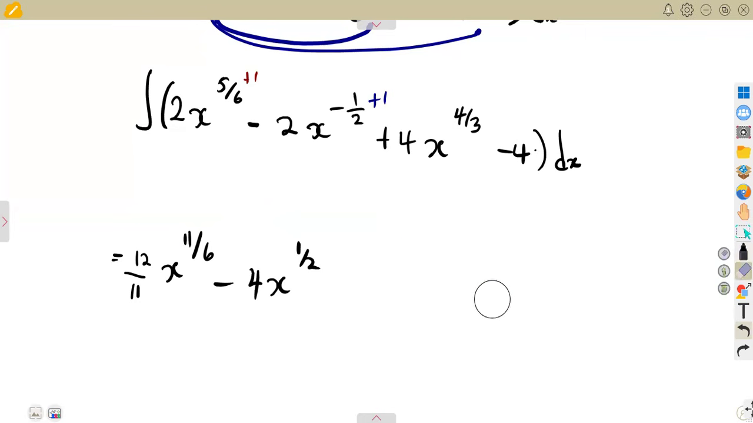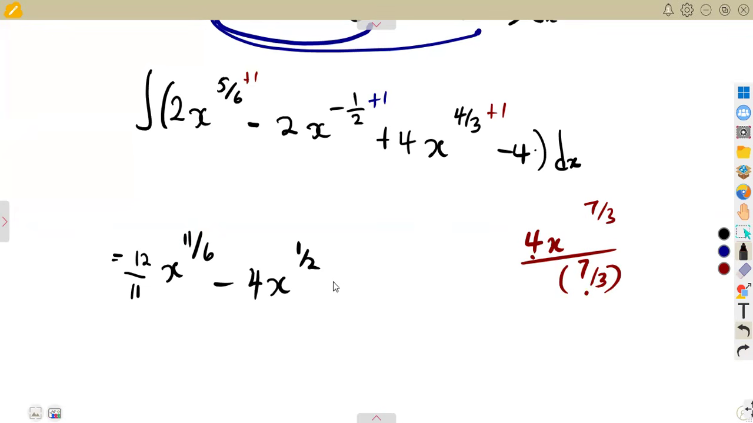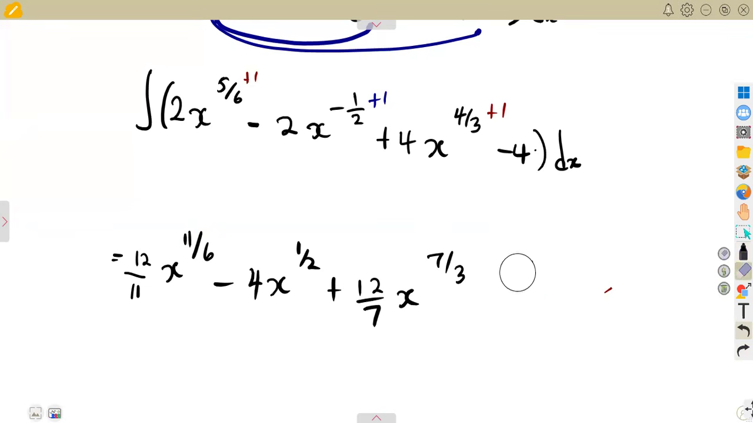The same applies with this one: you add 1 here. So it is going to be 4x to the exponent of 4 over 3 plus 1, which is 7 over 3. So you divide by 7 over 3. That's 4 divided by 7 over 3, which is 12 over 7. So that's 12 over 7, x to the exponent of 7 over 3.